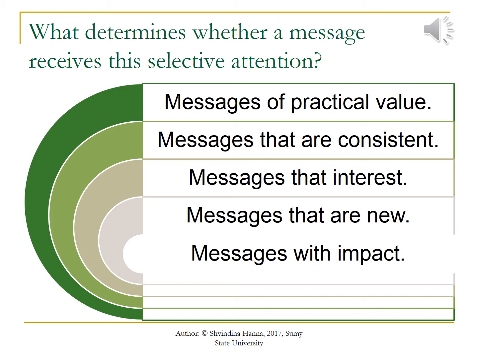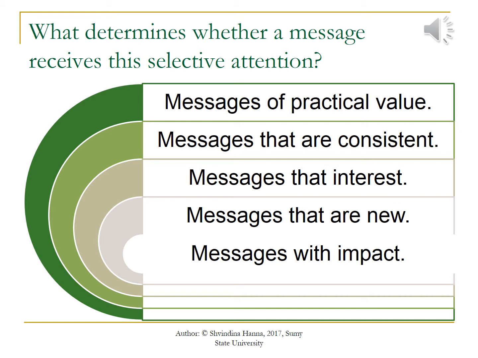Then messages should be interesting. If the communicator knows what interests the target audience, it can capture attention by reflecting this interest in the message. It can be snowboards in the new stream that will catch the eye, or new coffee shop, but it must be relevant to the interest of their audience. Messages that are new. People pay more attention to messages that announce fresh news about the brand or the company.